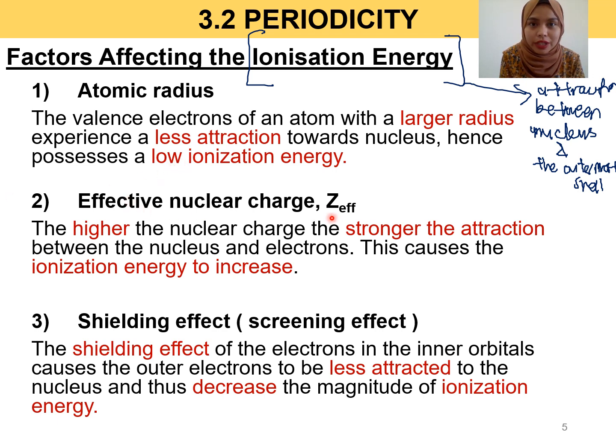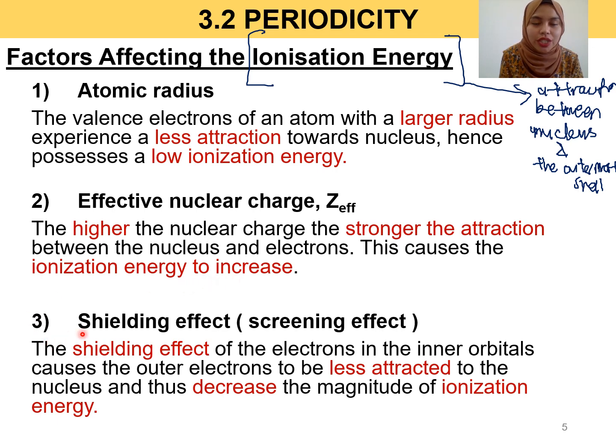Next ialah effective nuclear charge. Kalau let's say effective nuclear charge tinggi, bermaksud the attraction forces between the nucleus and the outermost electrons or the valence electrons kuat. Okay, so bila dia punya attraction between nucleus and electrons kuat, this will cause the ionization energy to increase. Sebab kenapa ionization dia increase? Sebab bila attraction between nucleus dengan outermost electrons tu kuat, susah kan nak remove electron. So bila susah nak remove electron, you will need more energy, hence the ionization energy increase.